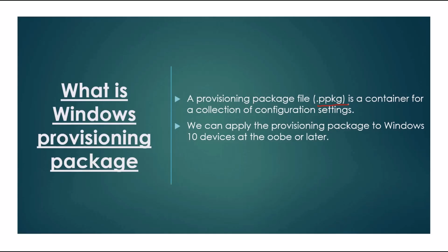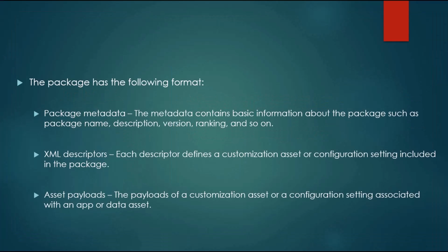If you're at the normal desktop screen, you have the option of just adding a provisioning package from Start settings, or you can just double click and run the provisioning package as well, right? And add all the settings that were there. So the provisioning package has the following data: package metadata, an XML descriptor, and the asset payload. Package metadata contains the basic information of the package. The XML descriptor contains the settings that we wish to change, and then the payload.